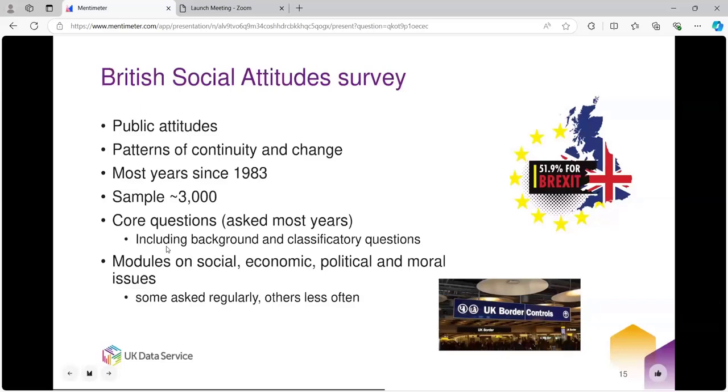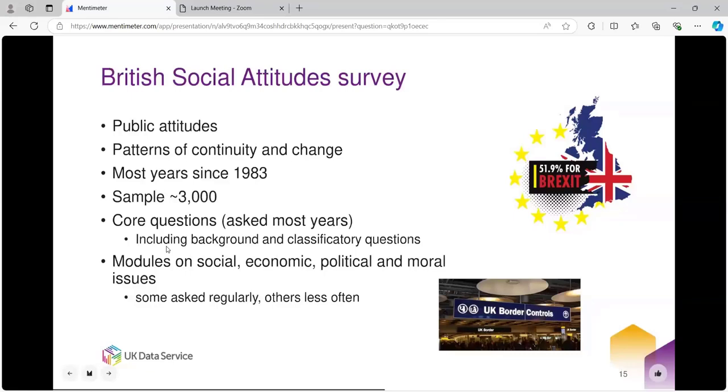And it tends to revisit similar topics over time, but there are clearly hot topics. So around the time of Brexit, there were a whole set of questions about attitudes. There are repeated questions about migration. And it's run most years since 1983. So if you're interested in it, you can go onto the British Social Attitudes website and search for it. There are reports from each year. The sample is around 3,000.